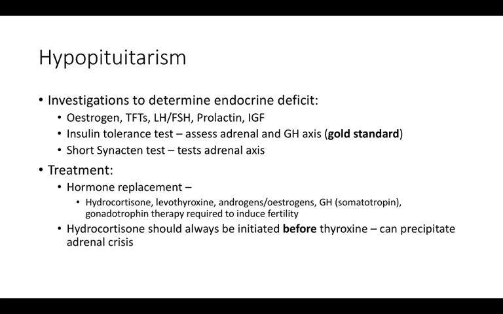Other tests such as imaging, you may want to perform to look for pituitary lesions, especially if there's high suspicion of this. So the mainstay of treatment is with hormone replacement. An important thing to be aware of is that hydrocortisone should always be initiated before thyroxine. This is because thyroxine can precipitate an adrenal crisis as it causes a spike in the metabolic level.